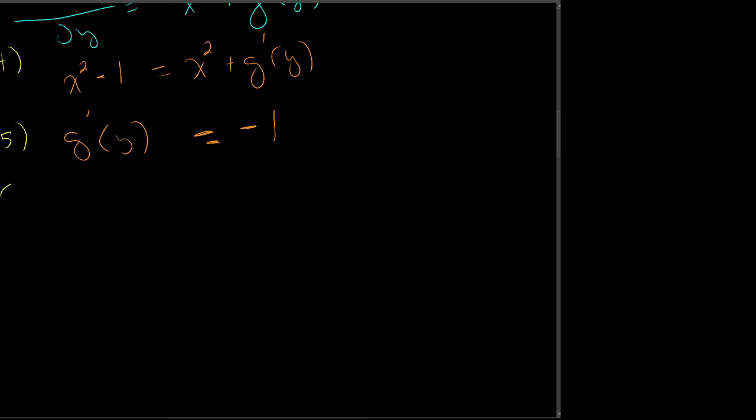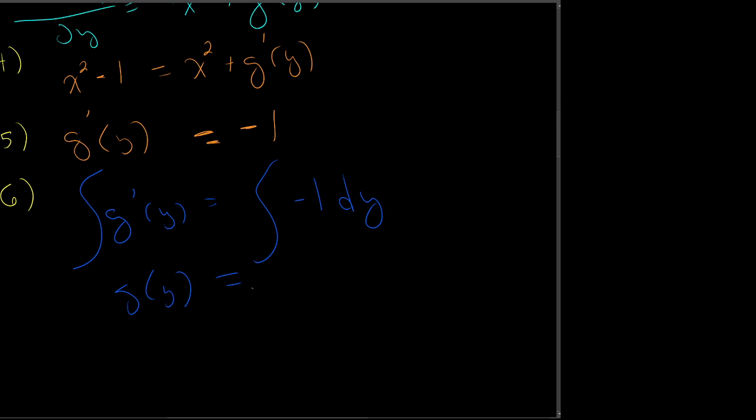So step 6, take the integral. Oops. Let's see, dark blue is good for an integral in y. Yeah. The integral of g prime of y with respect to dy. Well, this becomes g of y, and this becomes negative y. Stitch it together. I have my g of y.